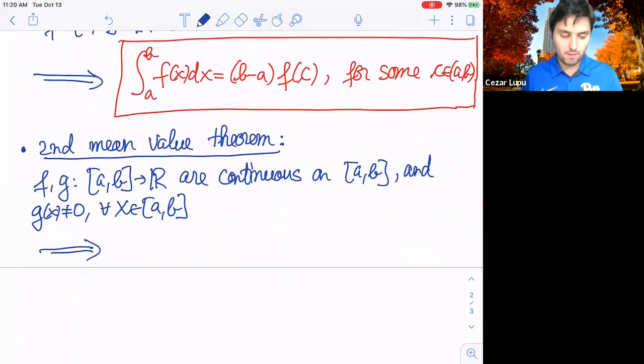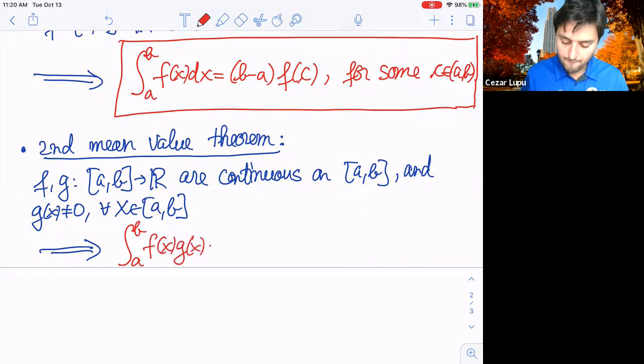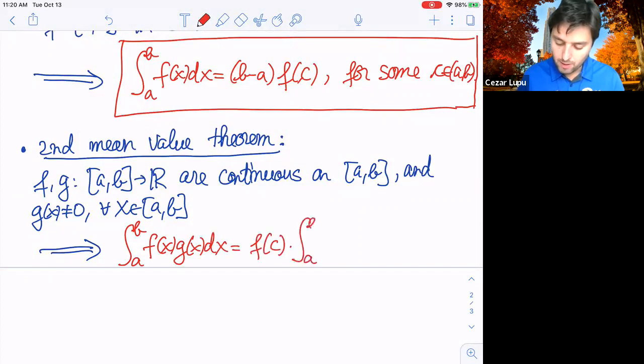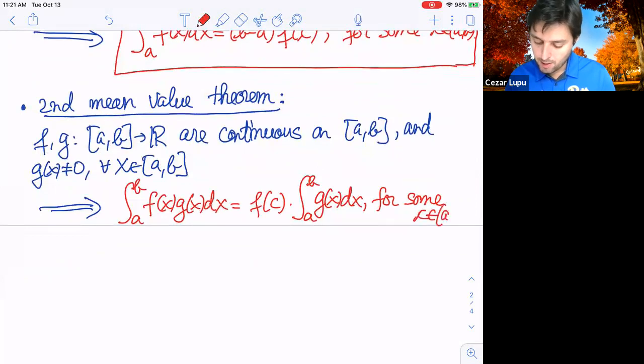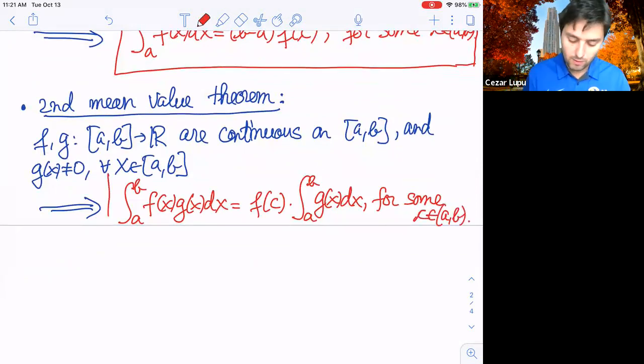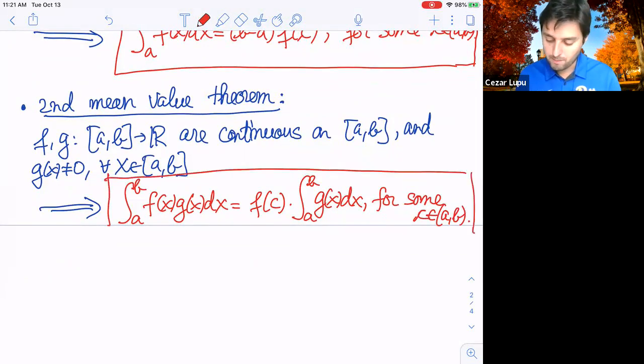We can write the integral of the product of the two functions as f of c times the integral from a to b of g of x dx for some c in [a, b]. All right, so this is the second mean value theorem.